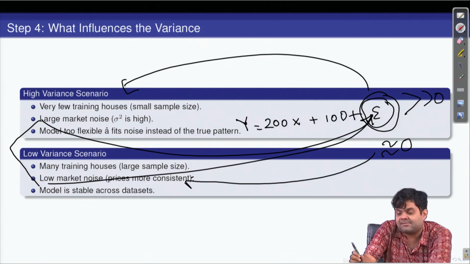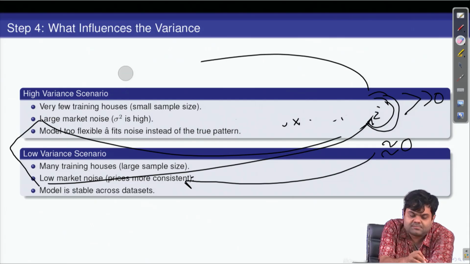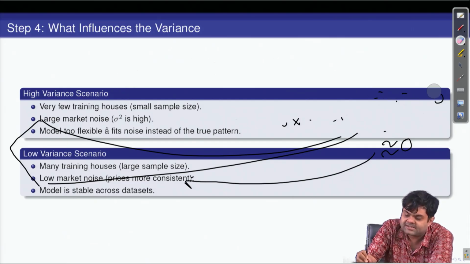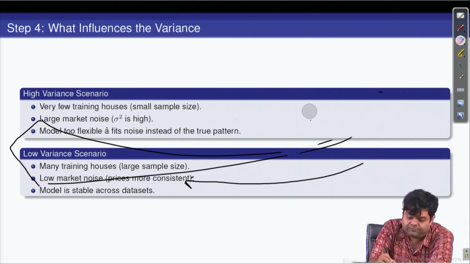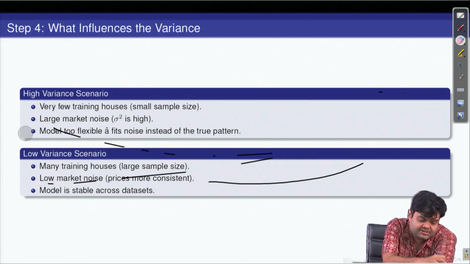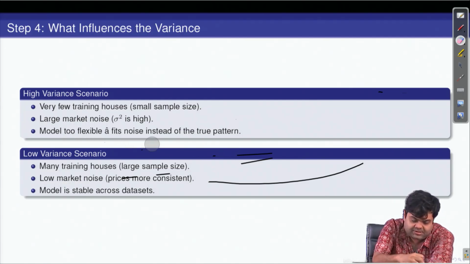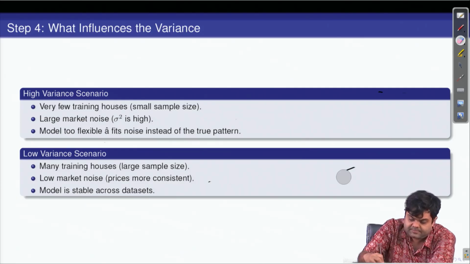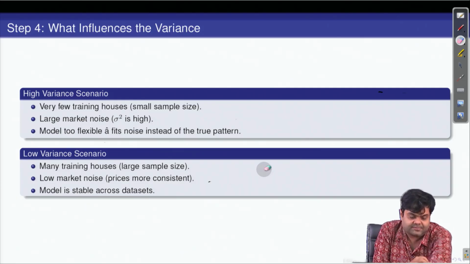Of course, that is just the definition of variance: if the model does not change too much as you take various data sets, that is the definition of low variance. So if it is stable with respect to the data set, of course the variance is less, and if it is flexible, the variance is high.